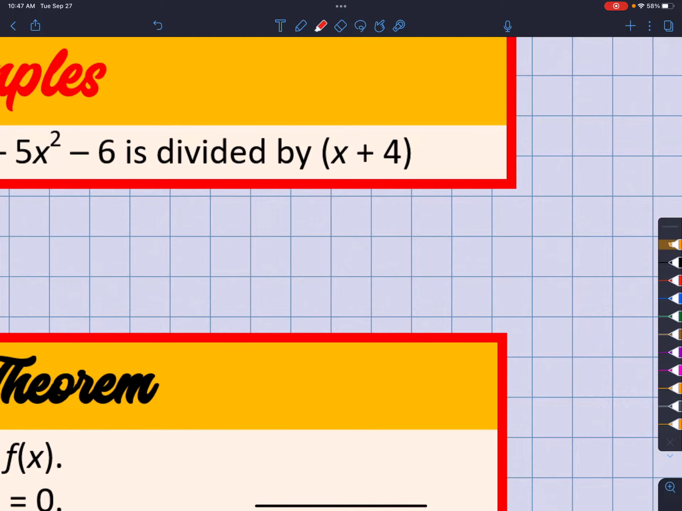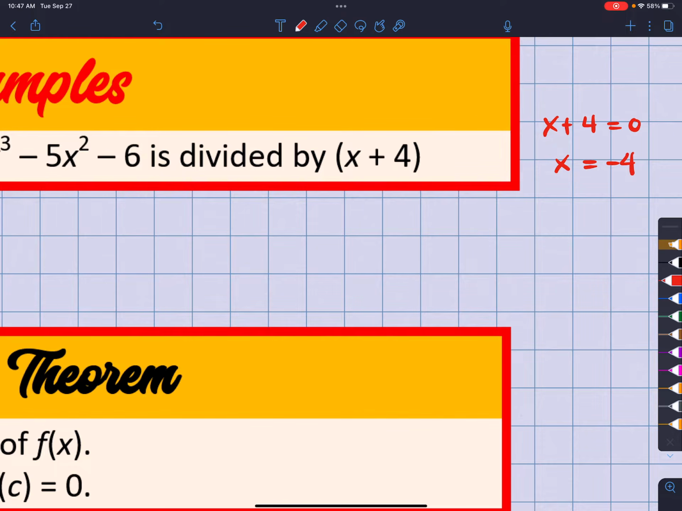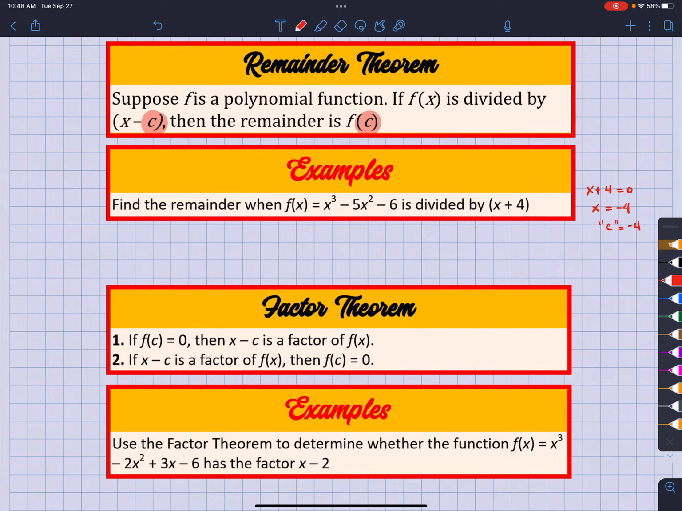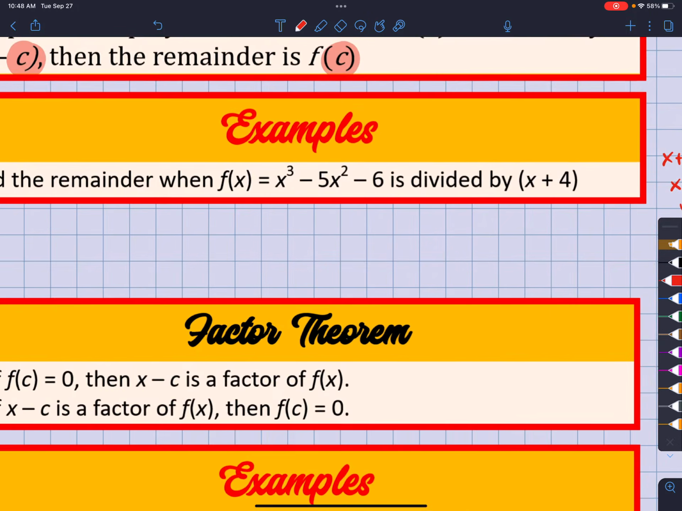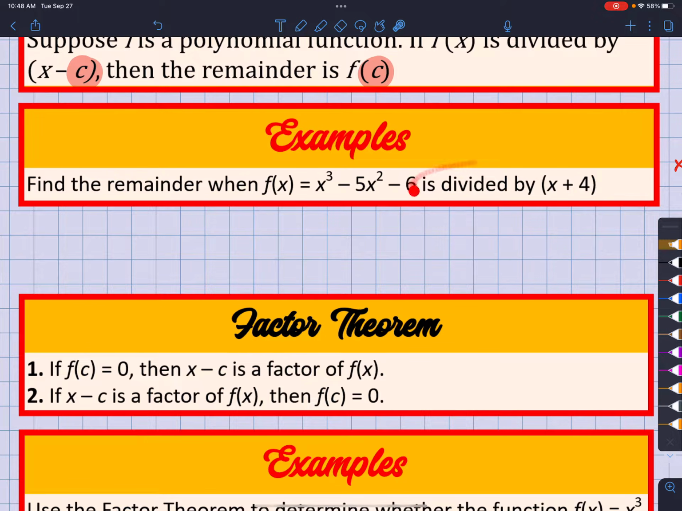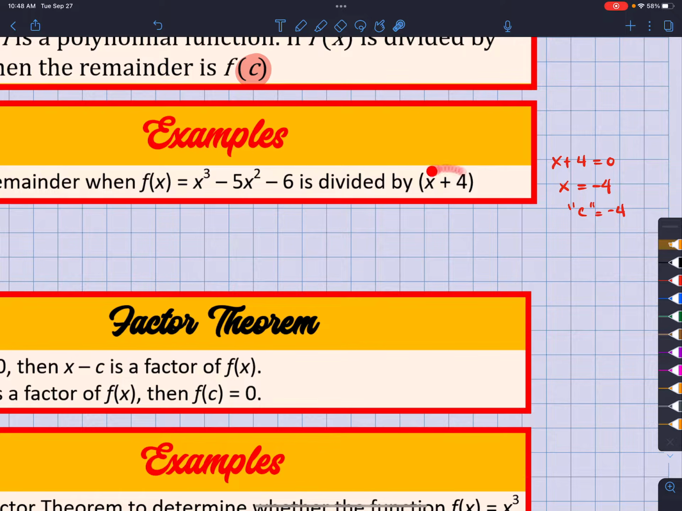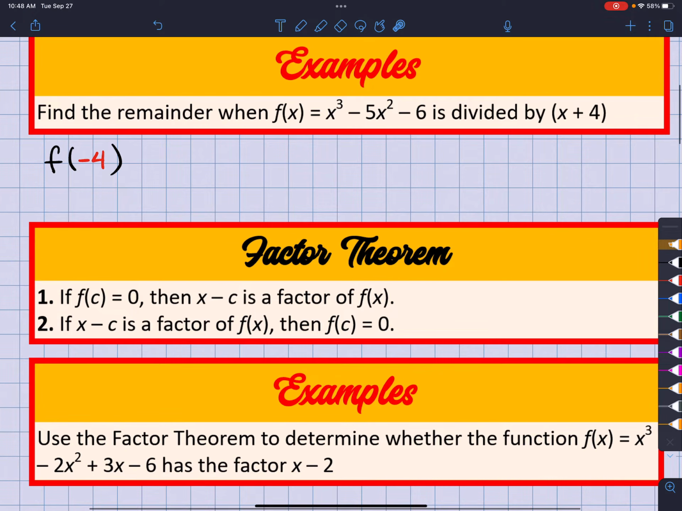So what are they trying to tell me? It says divide by x plus 4. So typically I would say x plus 4 is equal to 0, so x would equal negative 4, right? That would be considered my so-called c. Instead of doing long division here, even though it's a divide, I'm just going to find f of negative 4. Since this says x plus 4, that means the c is negative 4. So let's go ahead and plug that in.